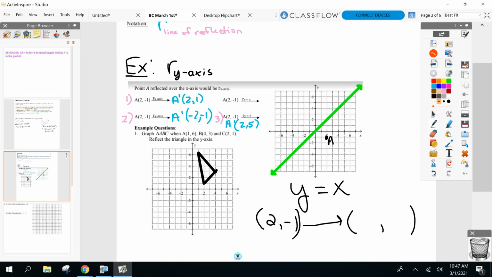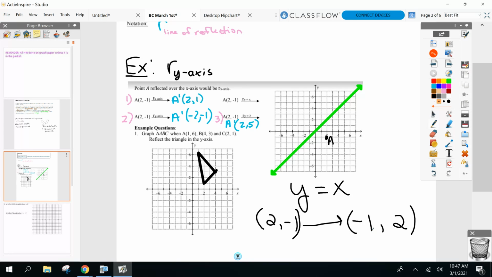Ready? Say the line we're reflecting over. The y is equal to the x. What was my x coordinate here? 2, so that's equal to my new y. Go backwards now and read it. The x is equal to what my old y was.